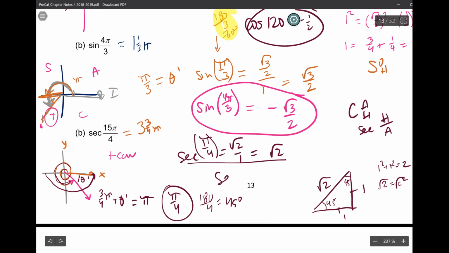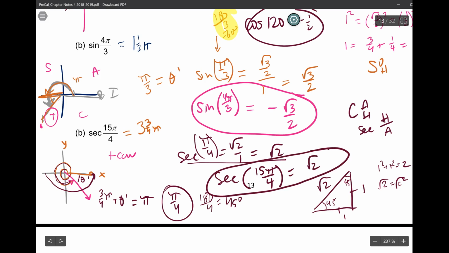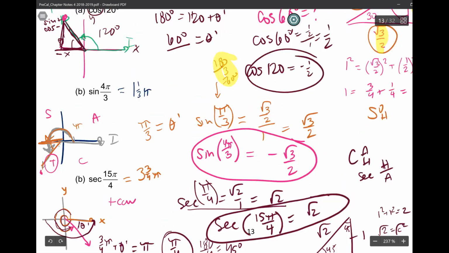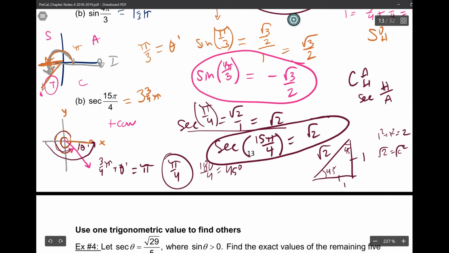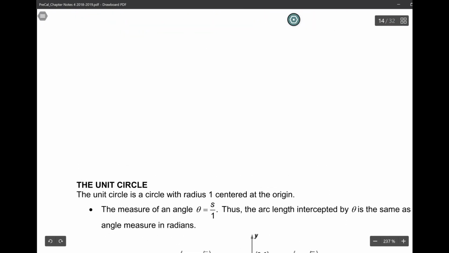When we plug back into our actual value, 15 pi over 4, we know that square root of 2 will be there. The question is, is it positive or negative? Is cosine positive or negative in this fourth quadrant? Aha, it's positive, which means if you do the reciprocal, it's still going to be positive, so it's just square root of 2. Okay, and we're almost done.